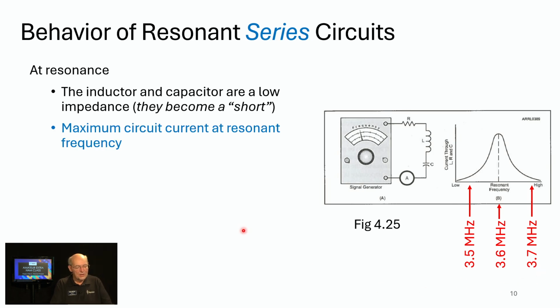Now the maximum circuit current is at the resonant frequency. Now let's look at that and see if we can figure out why that would be. When the circuit is not in resonance, there's going to be some impedance across the coil and the capacitor, which is going to raise the overall impedance of the circuit. And you'll only get to the point of maximum current in the circuit when you have these parts shorted out at resonance. So hopefully with that explanation, you can see that the maximum circuit current would occur at the resonant frequency.